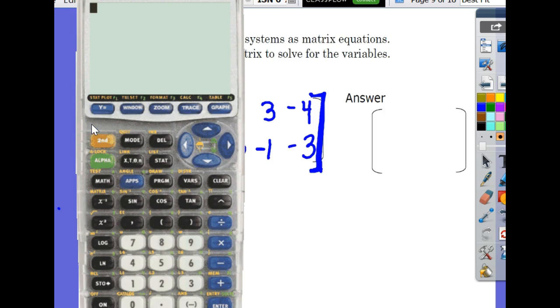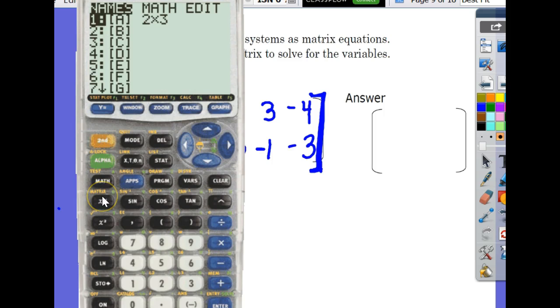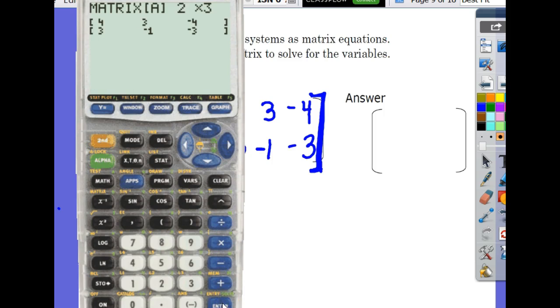Would you read step number 1 right there at the top of the page? Matrix. Right here is the word matrix. So you're going to push second matrix. What's step number 2? Arrow over to the word edit. What's step number 3? And so I see it's already on 1A, and so I just push enter.